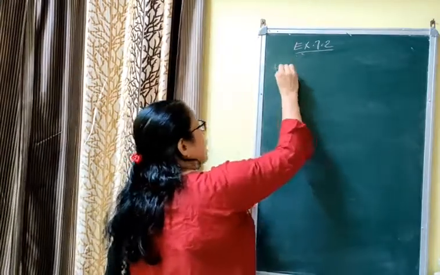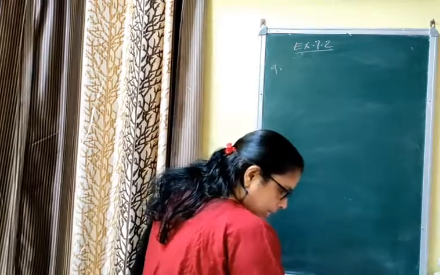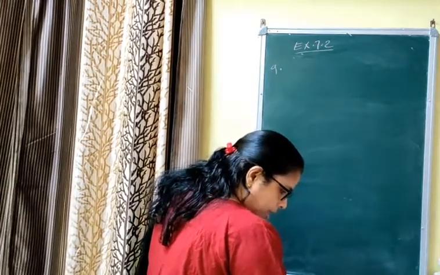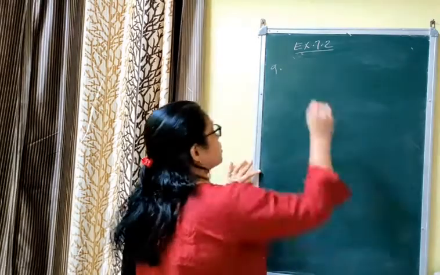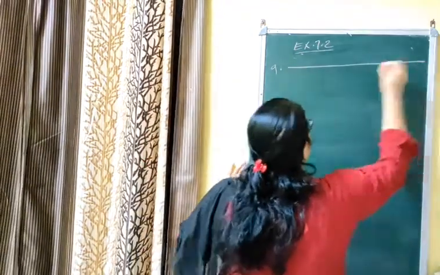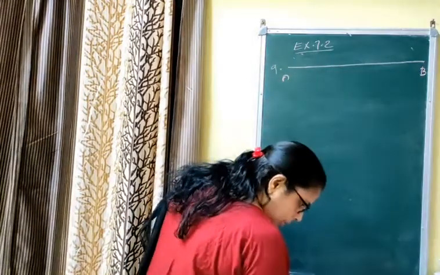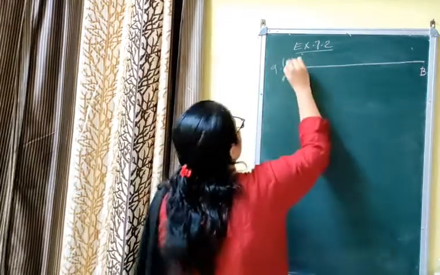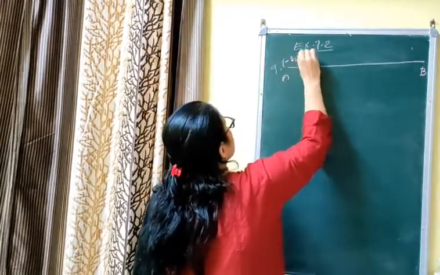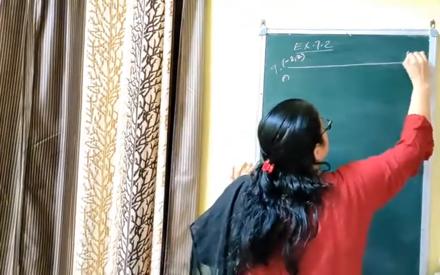Next, question number 9. Find the coordinates of the points which divide the line segment joining A minus 2 comma 2 and B 2 comma 8 in 4 parts. First of all, let me draw the figure. Let the given points be A and B. The coordinate of A is minus 2 comma 2, and B's coordinate is 2 comma 8.